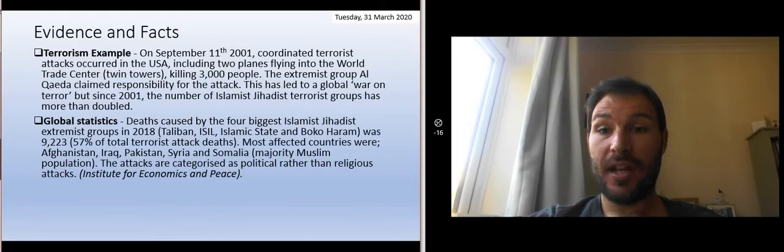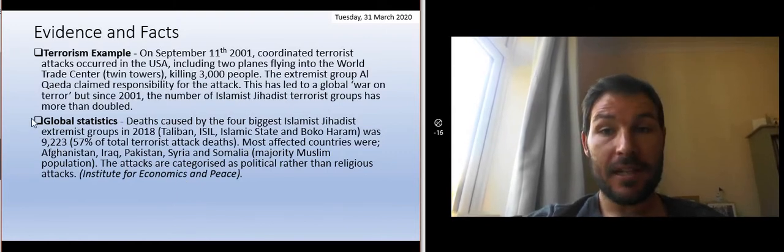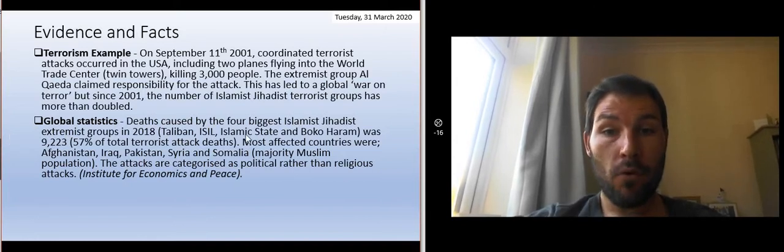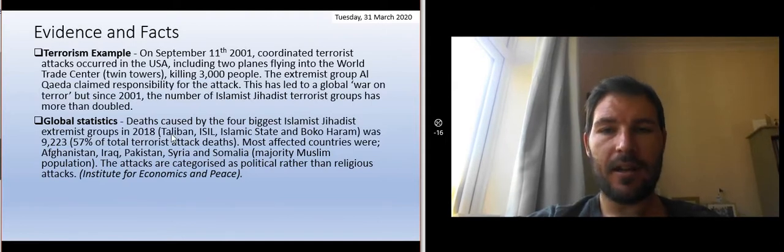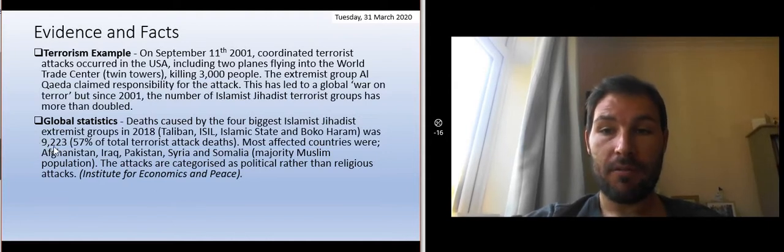Okay, some global stats, just FYI. And this is, again, I've quoted all the sources just so you know, and it's important to know that these all come from reputable sources. This is from the Institute for Economics and Peace, and there's some information here. Deaths caused by the 4 biggest Islamist jihadist extremist groups in 2018. These are the Taliban, ISIL, Islamic State and Boko Haram, were 9,223, and that equals 57% of total terrorist attack deaths.